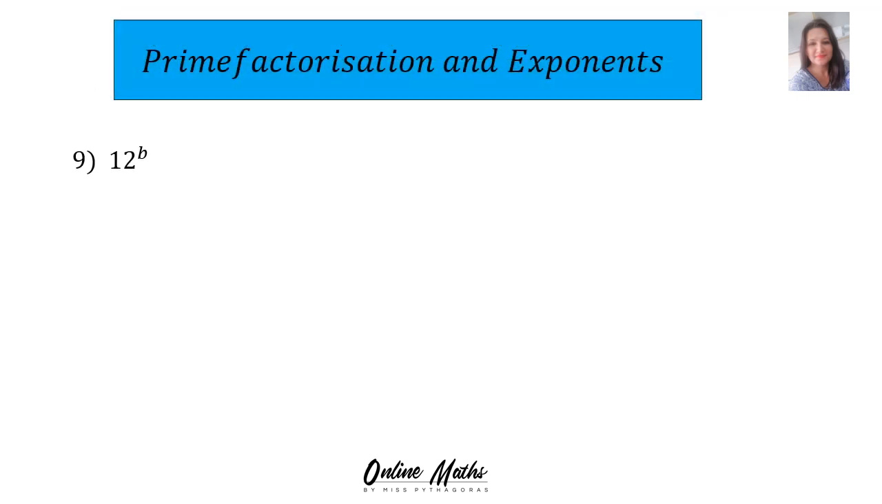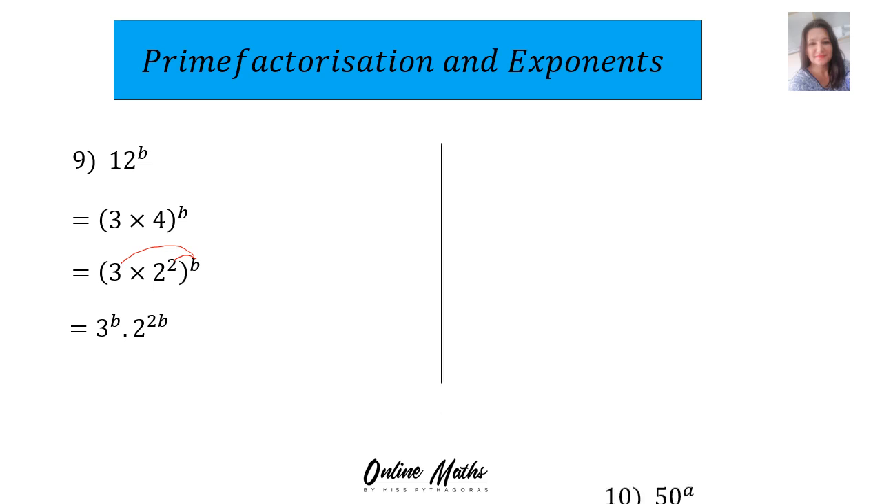When I give you 12 raised to the power of b and I want 12 in prime factors, you can write 12 as 3 times 4 raised to the power of b. But 4 isn't a prime number. 4 you can write as 2 squared. So therefore, now there's your famous bracket. So the b will be raised to the 3 and to the 2b there. Therefore, it's the same as 3 to the b times 2 to the 2b.